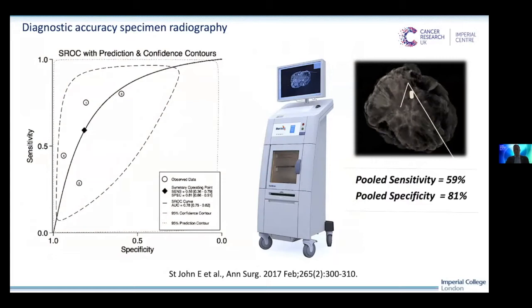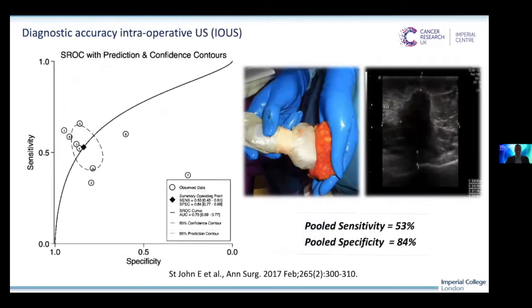You can see it there as an X-ray specimen on the screen. You can see the marker coil and the wire that's guided the surgery. This is quite commonplace in a lot of centers in the UK. And you'll see here from the SROC curve that actually it doesn't work especially well in terms of sensitivity and specificity for margin detection. And yet it's in routine use.